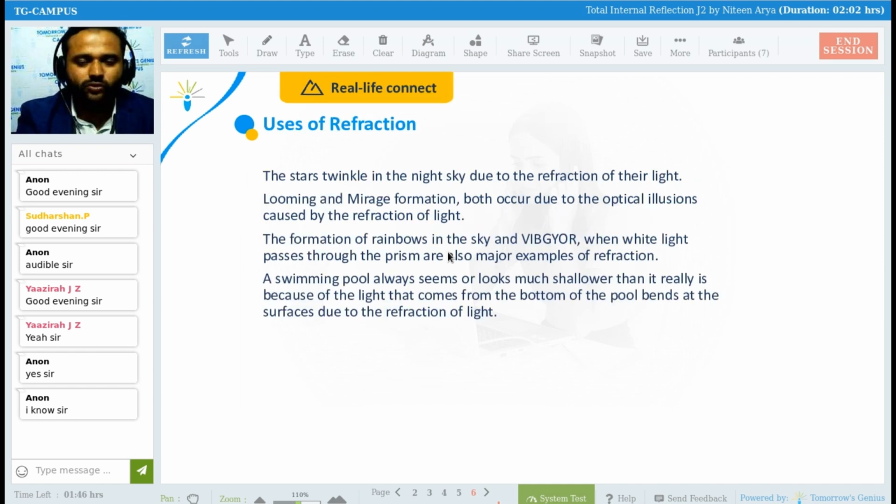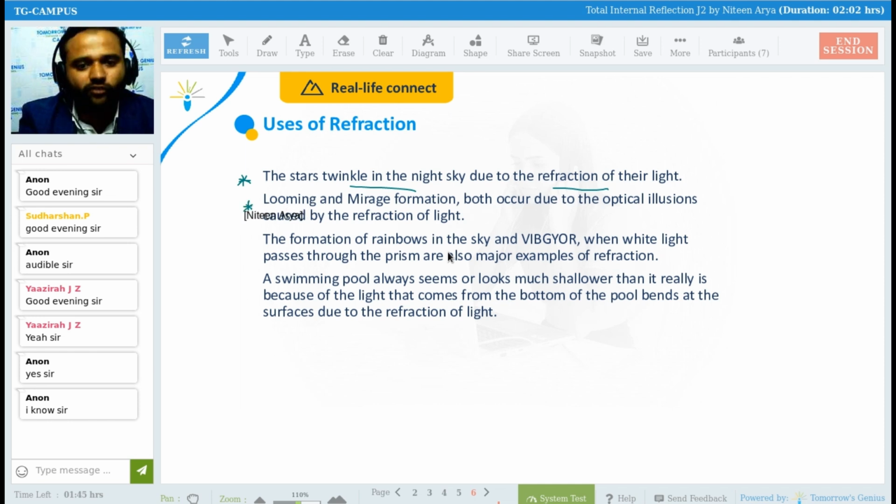Now, uses of refraction, based on what we have already done. The first important use: the stars twinkling in the night sky due to the refraction of their light. As we learned in early classes, the poem goes twinkle twinkle little star. The star does not actually twinkle, but because of atmospheric refraction it seems to twinkle. Clear? The intensity of the light, due to atmospheric refraction, keeps changing throughout the time, so it feels like twinkling, but the star does not.